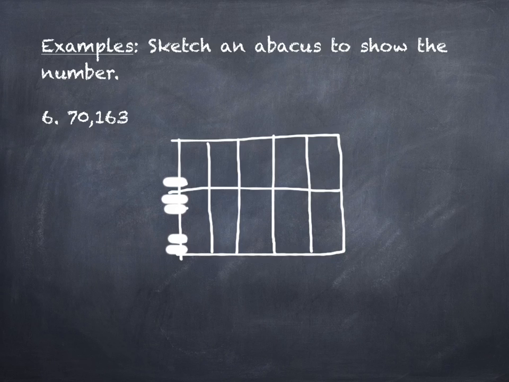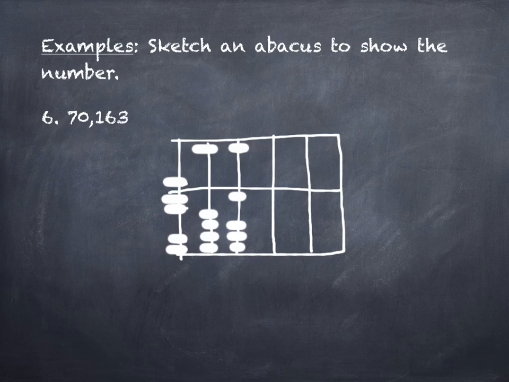Well, the number 0 means everything is pushed away from the center rod. I still have 1 above the rod, but it needs to be pushed away. And I still have 4 below the rod, but they also need to be pushed away from the rod. So there's my 4 here. All right, so the number 1 means I have 1 bead below the rod active. So the 1 bead above the rod needs to be pushed away because it is inactive. And then I have 3 beads below the rod that are also inactive.